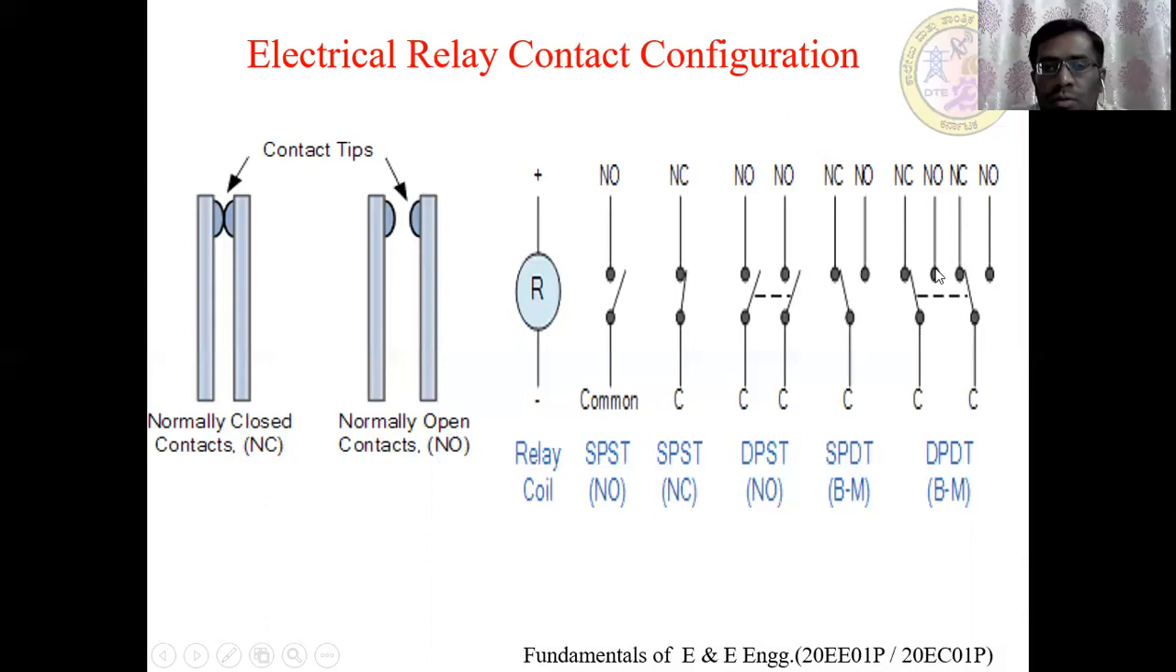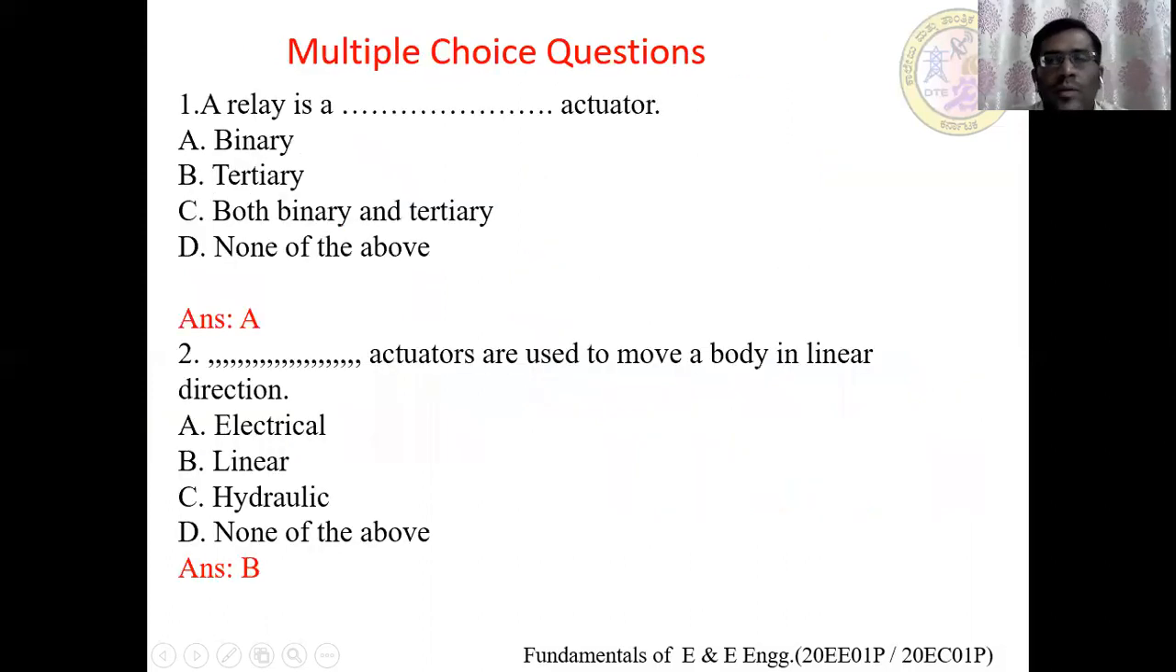For this we have here two throws, and for this two throws. So this is double pole, double throw. Now we will see some multiple choice questions on what we have discussed so far.